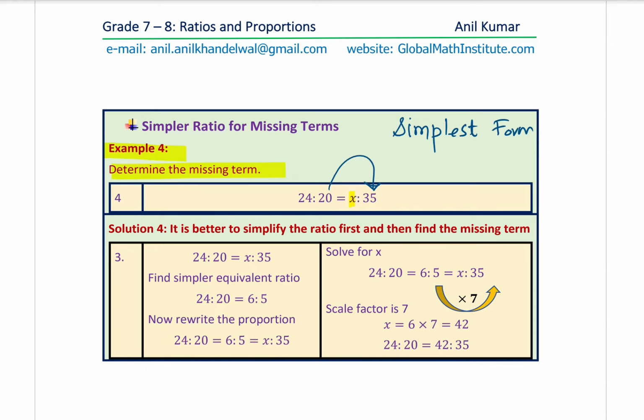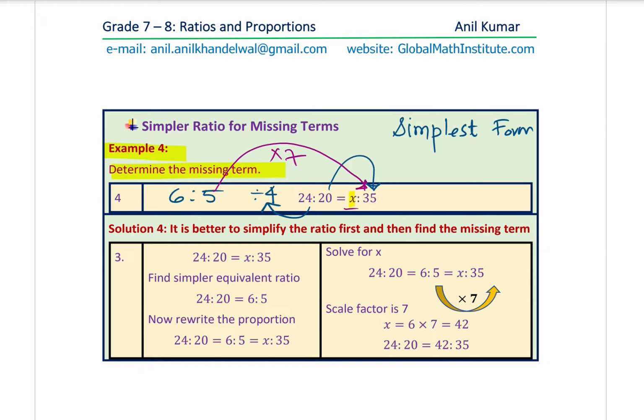So what you could do is you can go back and divide. Both could be divided by 4, right? So when you divide them by 4, you get 6 is to 5. You get the idea. What did we do? We divided both by 4. So when you divide by 4, you get 6 is to 5. And now we know how they are related. You get the idea, right? So now we know we can go from 5 to 35 times 7. And so we get the value of x as 6 times 7. Correct?